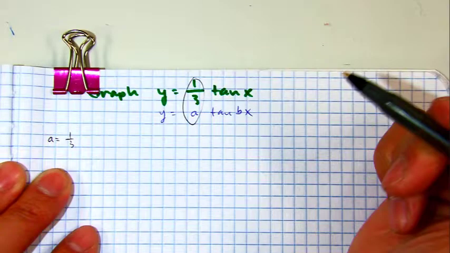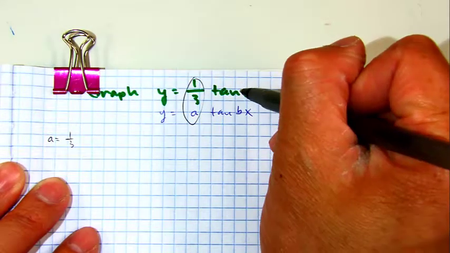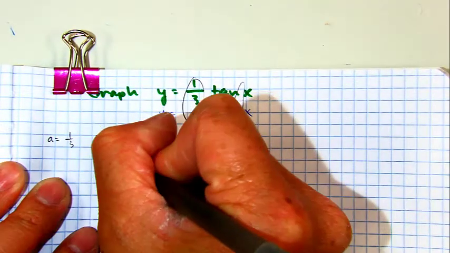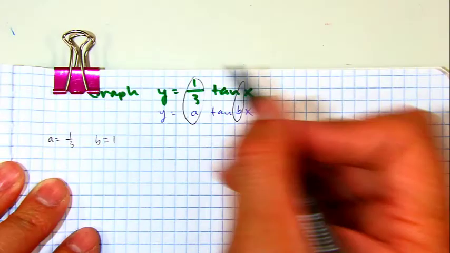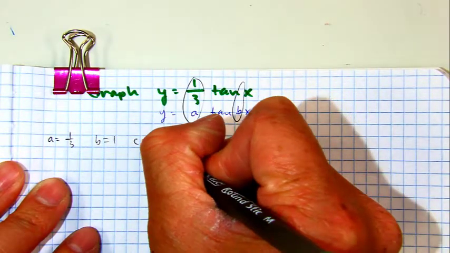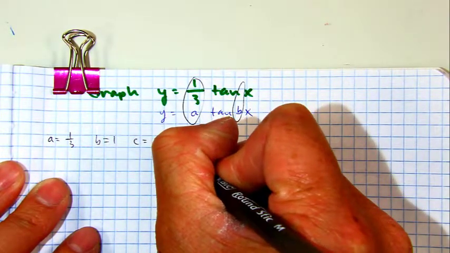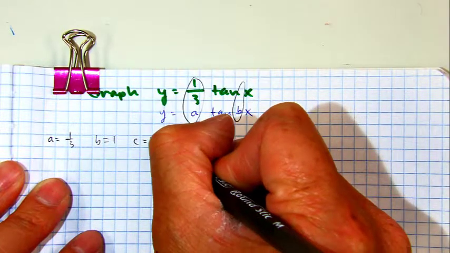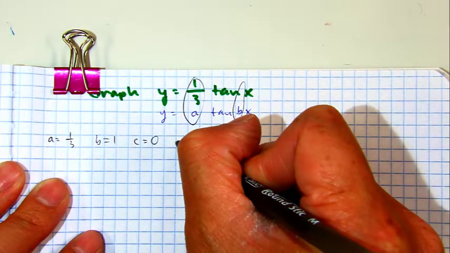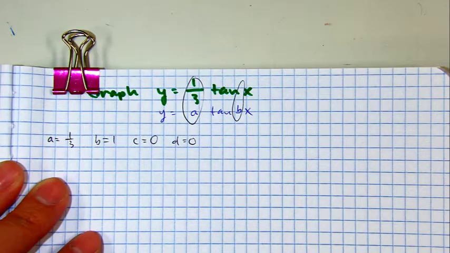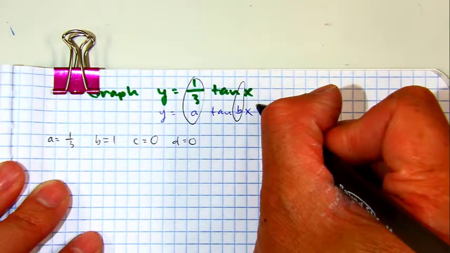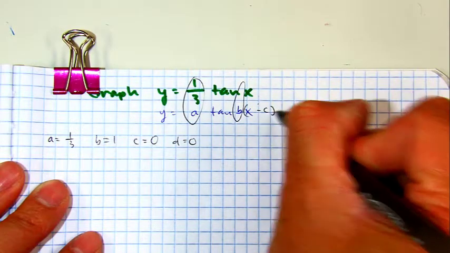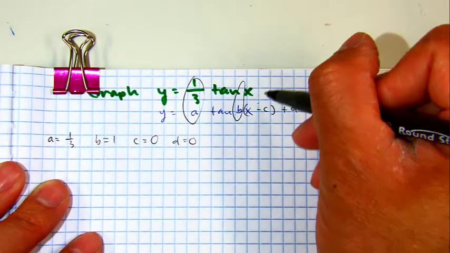B value? Remember, it can't be 0 because 0 times anything changes it all to be 0. Okay. C value. There is none, so none means what number? 0. And D value. Right? It's kind of like, would you have something like this? And then there's no number there, so it would just be 0.